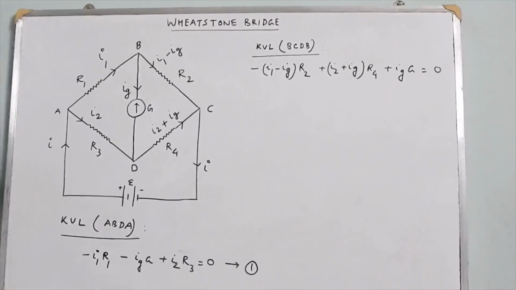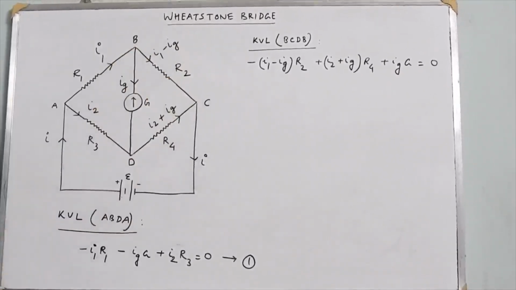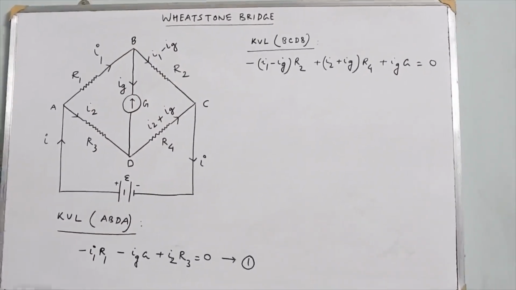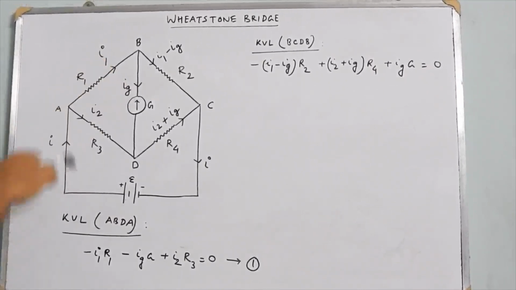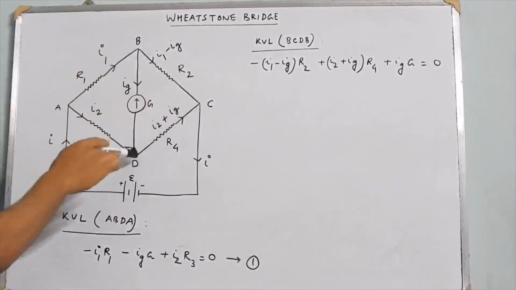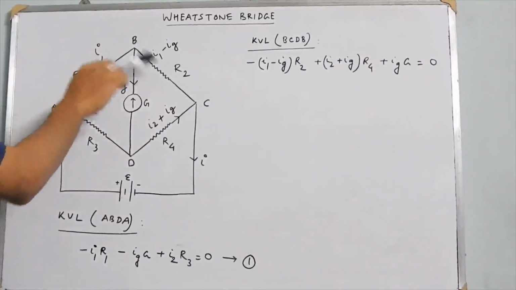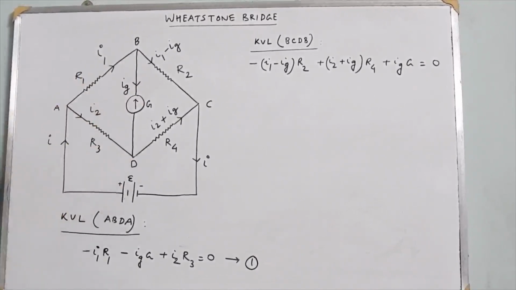Now we will discuss Wheatstone bridge. A Wheatstone bridge is actually a network of resistances. Say for example, the network is something like this. There is a loop A, B, C, D across which four resistances are connected: R1, R2, R3 and R4.